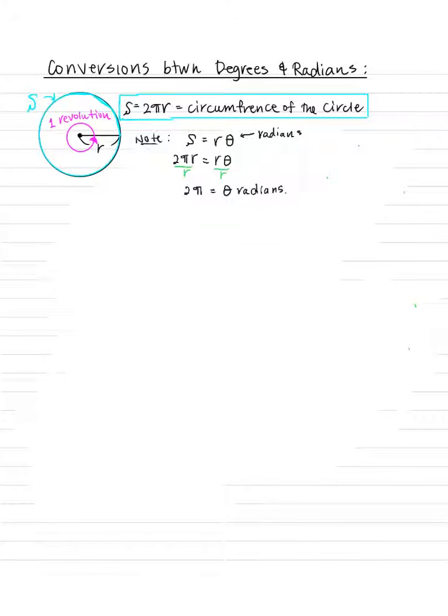Okay, so guess what? What we just discovered is this. One revolution is nothing but 2 pi radians. Well, one revolution around the circle is nothing but what? 360 degrees. So 360 degrees is equivalent to 2 pi radians. So please memorize this. This is very important.